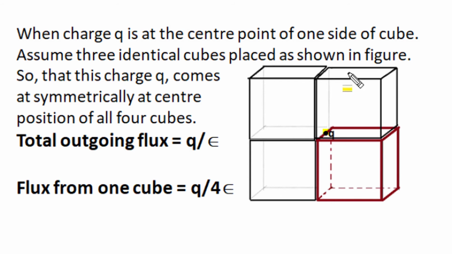So let's put 3 more cubes such that this charge becomes inside all 4 cubes, and since this charge position is symmetrical with respect to all 4 cubes, the total outgoing flux across all 4 cubes is q upon epsilon, and the flux across any one cube would be 1/4 of the total, q upon 4 epsilon.